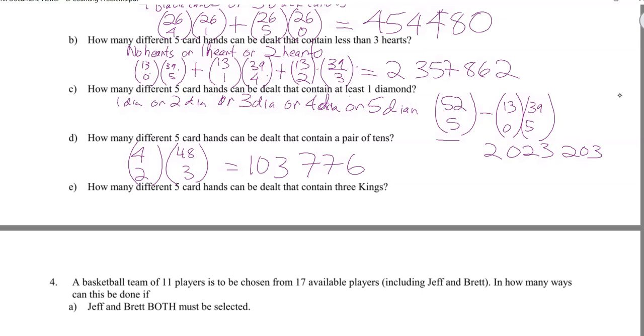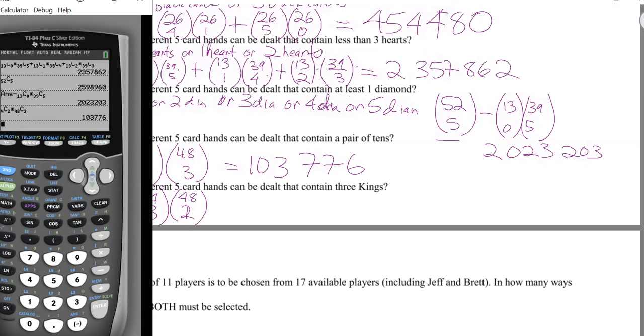How many different 5-card hands contain 3 kings? So 4 choose 3. There are 4 kings. We want 3 of them. There are 48 cards. We need 2 of them. So 4 choose 3. So I'm going to reuse that. So 48 choose 2. 4 choose 3. And 48 choose 2 is 4,512.